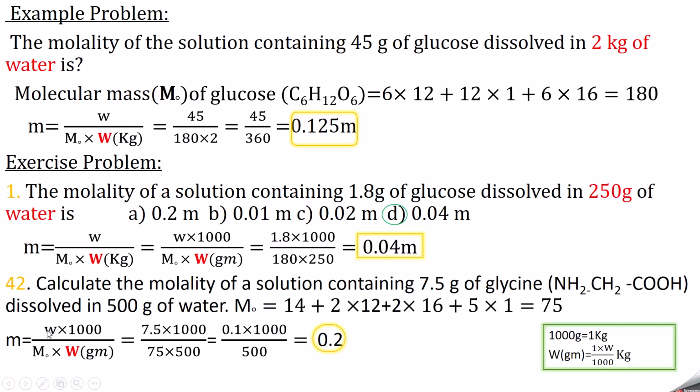That is equal to the weight of the solute, which is given as 7.5, into 1000, divided by molecular weight, which we have found out as 75, into weight of the solvent in gram, that is nothing but 500 gram. So when you simplify, you will be getting 0.2 m.